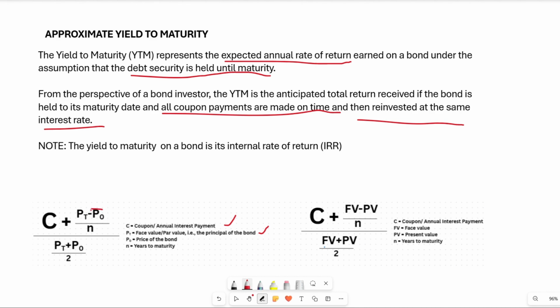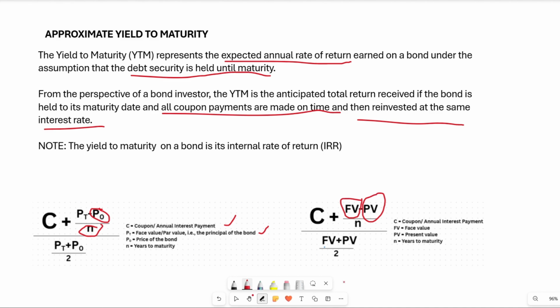Then we have our P0. Our P0 is the price of the bond. We have our N, which is our years to maturity. The second formula is basically saying the same thing, just the way they are denoted is different. We have FV, which is our face value, and we have PV, which is our present value, referring to the price of the bond. So we have those two formulas which we can use to calculate YTM.